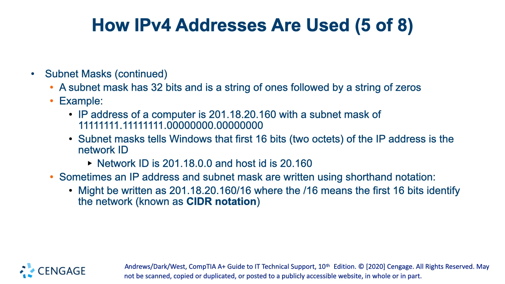And so this should have been 24 ones. The first 3 octets should have been all ones. And then thus the network portion would have been 201.18.20.0, not just 201.18. But otherwise, this is correct.